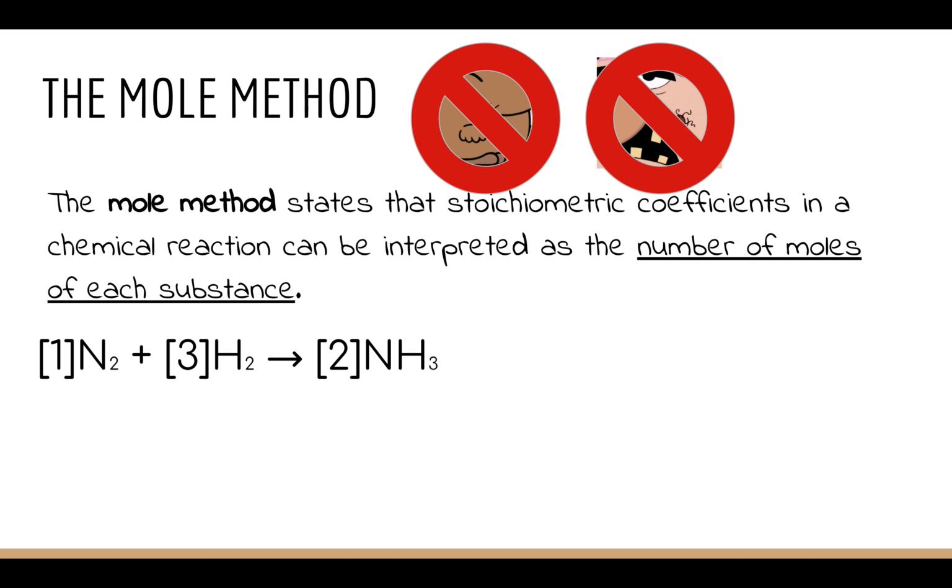The mole method states that stoichiometric coefficients in a chemical reaction can be interpreted as the number of moles of each substance. So let's look at this equation. Nitrogen plus hydrogen creates ammonia. But it's not just that. These coefficients show the number of moles that these represent.